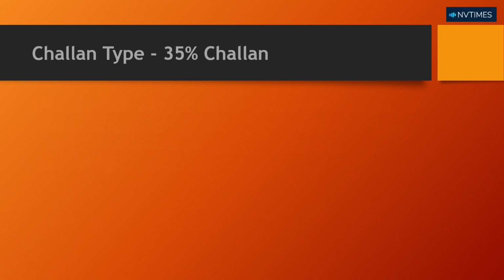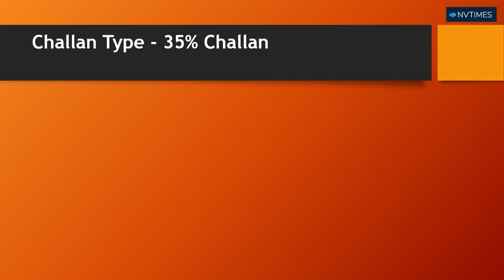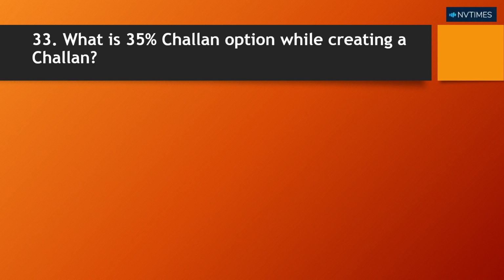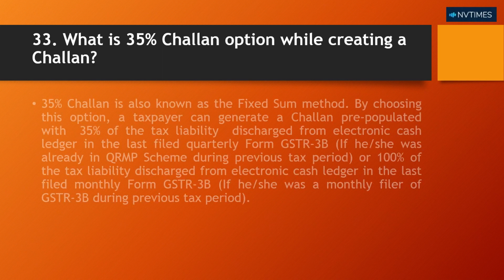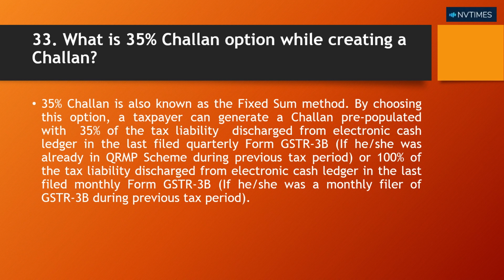Challan types. 35% challan. What is 35% challan option while creating a challan? 35% challan is also known as the fixed sum method.